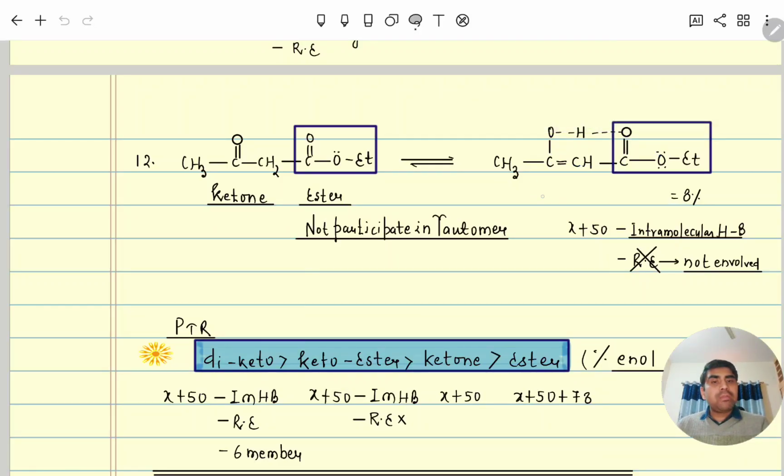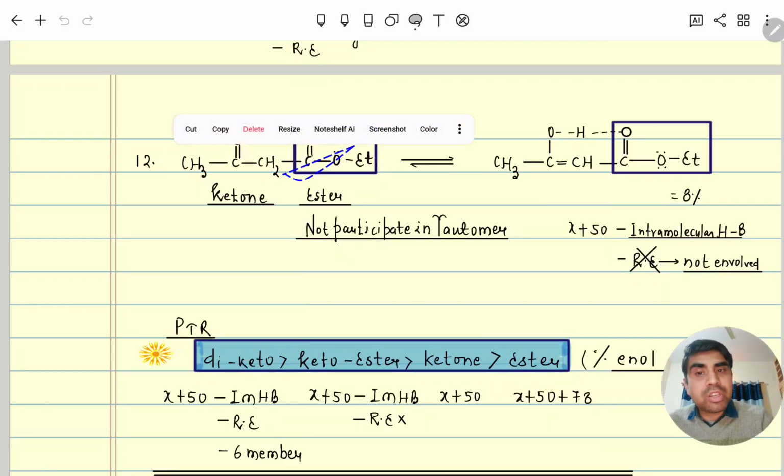still it is active. Means for keto to enol, X plus 50 minus intramolecular hydrogen bonding, but resonance is not disturbed, so resonance energy will not be subtracted. So overall, resonance is still active, so it will not minus. So overall it is relatively more stable, this ester, when ester is present with ketone.